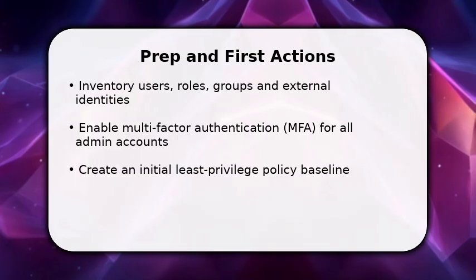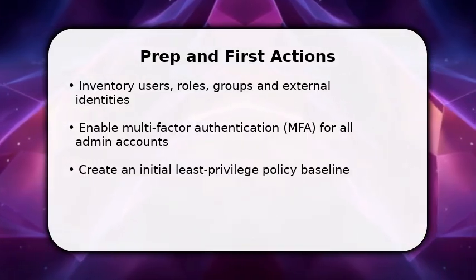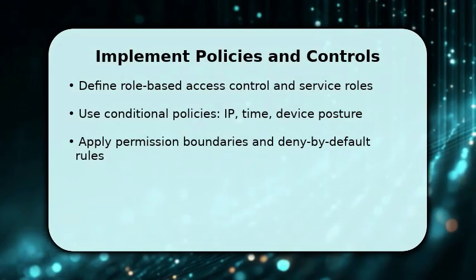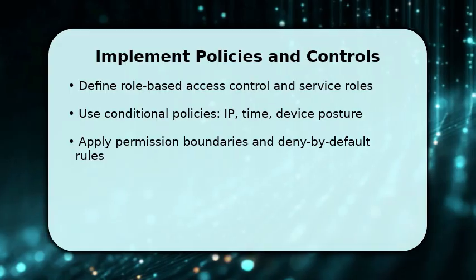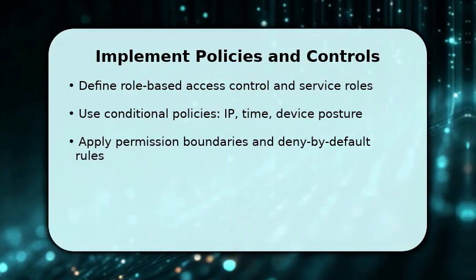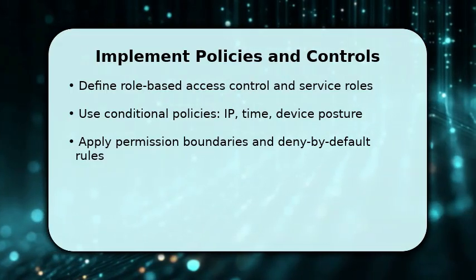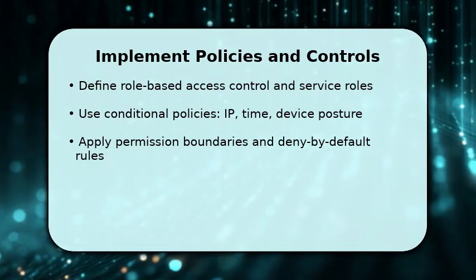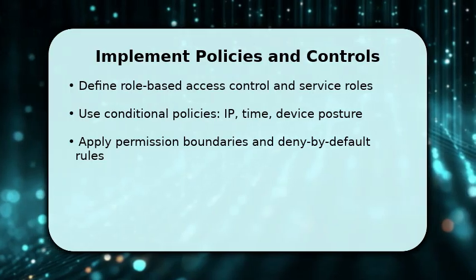You now implement role-based access control. Map duties to roles and assign service roles for automation so permissions align with function. Next, add conditional policies. For example, restrict sensitive actions by IP range, device posture, or time of day to lower risk. After that, apply permission boundaries and explicit deny-by-default rules to stop privilege escalation.